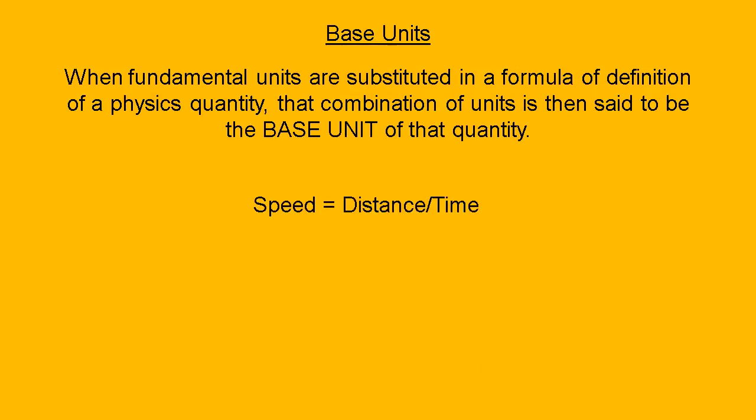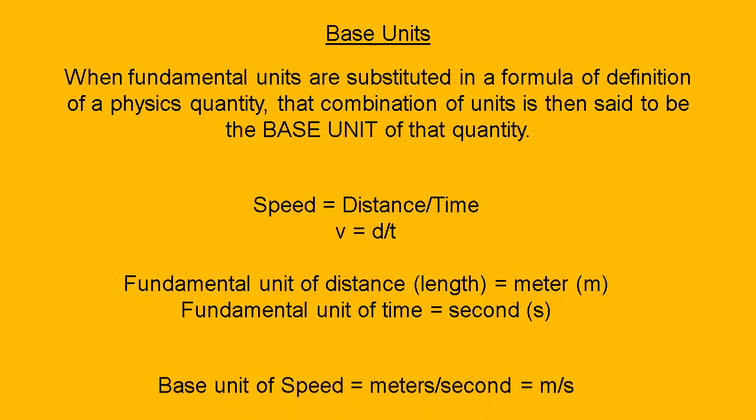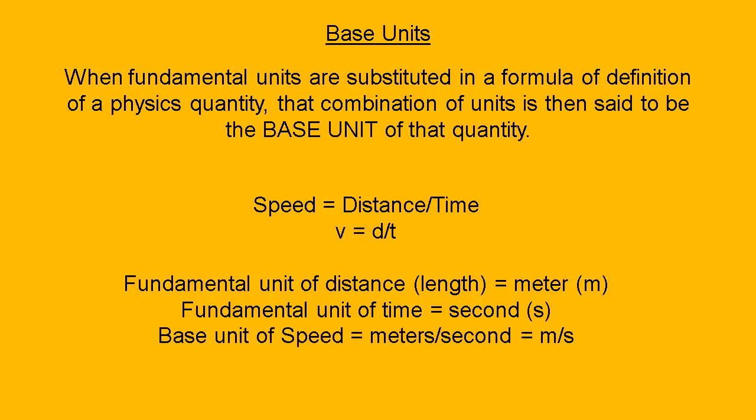So we take, for example, speed again. Speed is distance divided by time. Or in formula form, V equals D over T. Now the fundamental unit of distance or length is a meter in the SI system. And the fundamental unit of time is seconds. So the base unit of speed must be meters per second, or in abbreviated form, m over s.